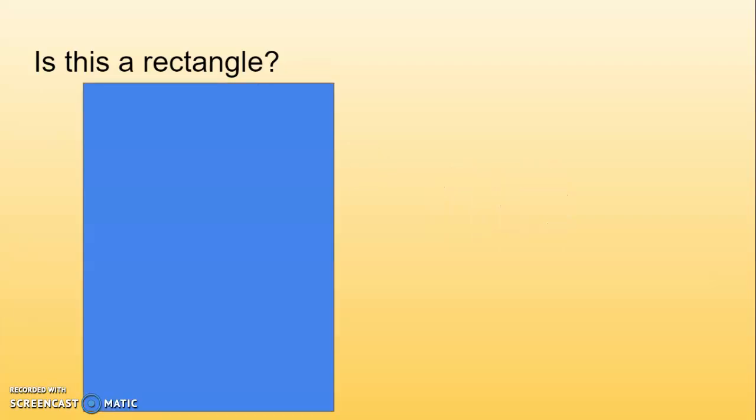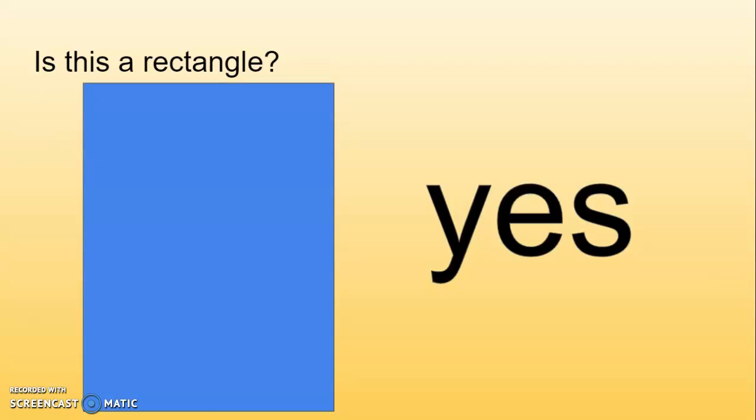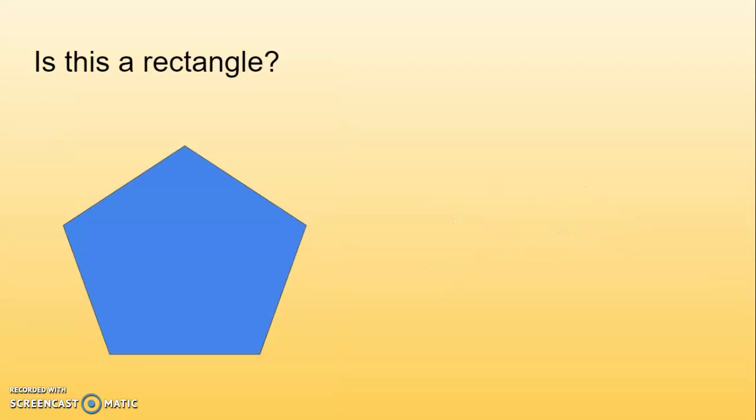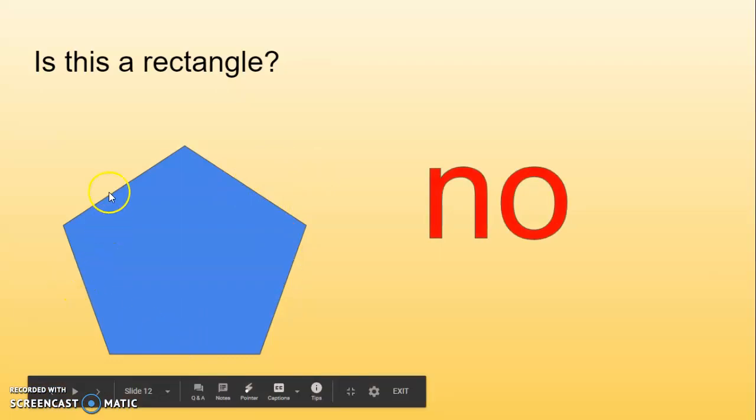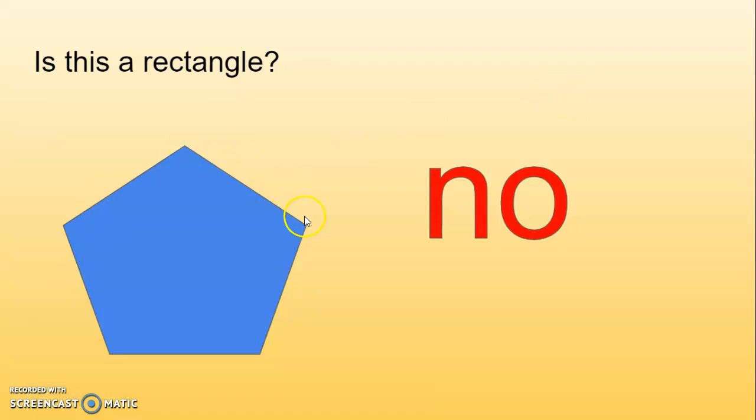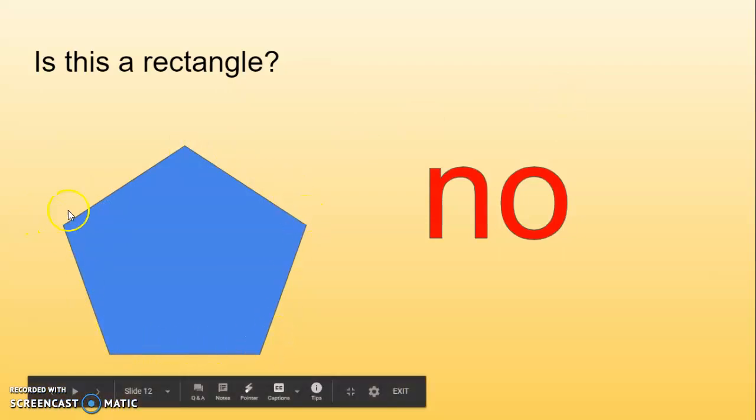Is this a rectangle? Yes, it's a big, huge rectangle. Is this a rectangle? No, it has 1, 2, 3, 4, 5 sides, and it does not have square corners, so it is not a rectangle.